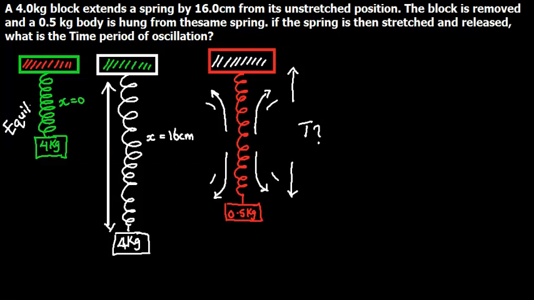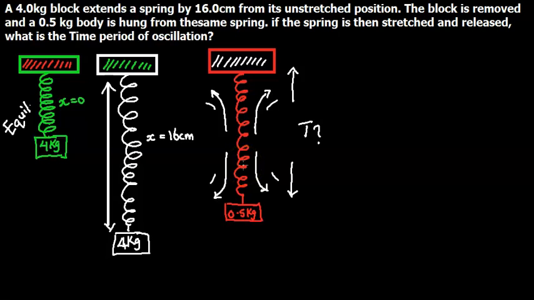Let's assume we're given this kind of problem, which says a 4 kg block extends a spring by 16 cm from its unstretched position. The block is then removed and a 0.5 kg body is then hung from the same spring. If the spring is then stretched and released, what is the time period of oscillation? Since there is going to be a to-and-fro motion in this problem.